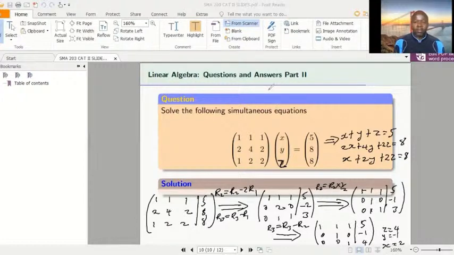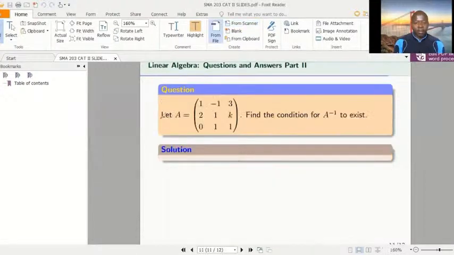And so that is how we do this question. Next question. We are given matrix A and asked for the condition for A inverse to exist. What I know is that A inverse exists if the determinant of A is not equal to 0. So let's find the determinant of this matrix and see what k would be.